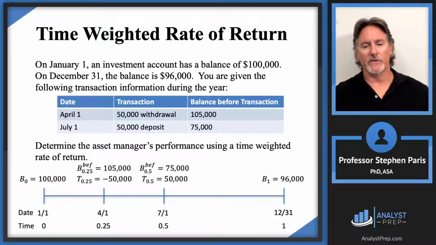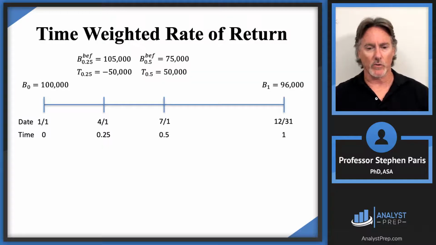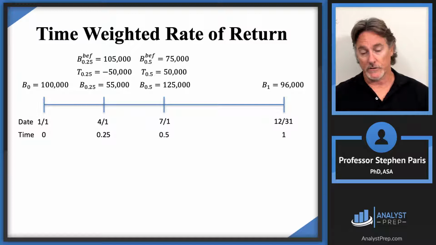So again, let me move the timeline up to the top of the screen so I get more room to work with. Since the balance before the transaction at time 0.25 was $105,000, and the transaction was a negative 50, a withdrawal from the account of $50,000, that's going to leave a balance after the transaction of $55,000. Likewise, the balance after the transaction at time 0.5 is going to be the $75,000 plus the $50,000, or $125,000. Okay, so now I've captured all this information in a timeline, and I've got it all ready for me to proceed.